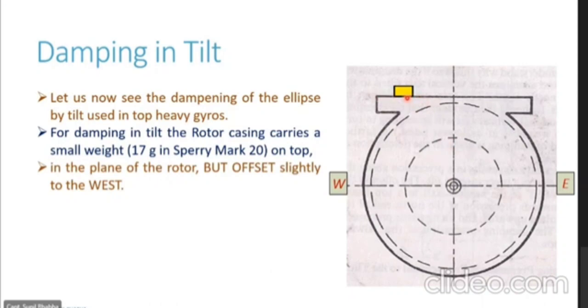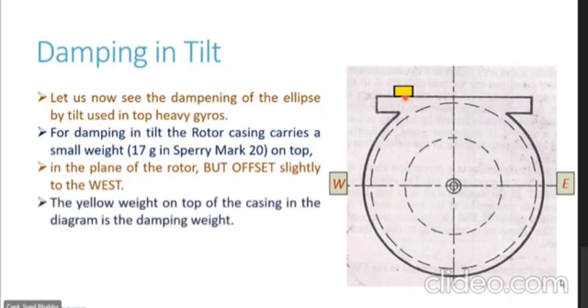It is in the plane of the rotor, but you can see it is offset slightly to the west of the spin axis. You can see this is the westerly direction, the left side, and this small weight which we are placing is not on top of the rotor, but slightly offset to the westerly direction. So this yellow weight on top of the casing, slightly offset to the west, weighing 17 grams, is the weight which we use for generating the damping precession, for damping this in tilt.